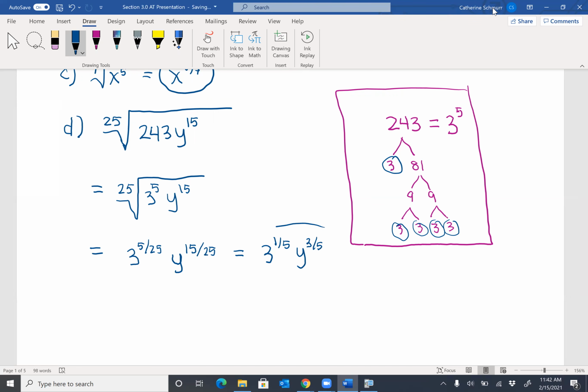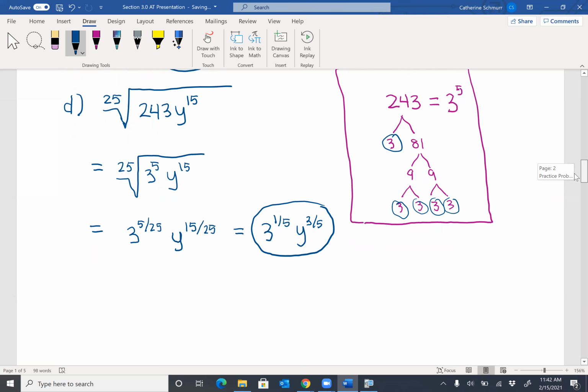Now this is simplified as far as it can go because all of my bases are primes and all of my exponents are simplified fractions. And I have positive exponents.